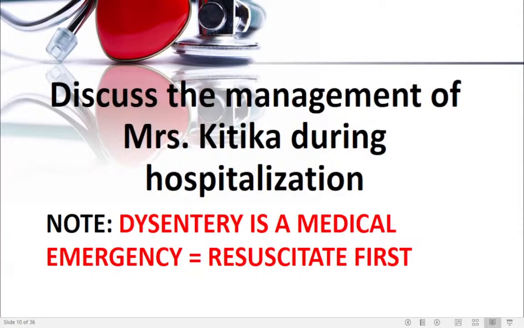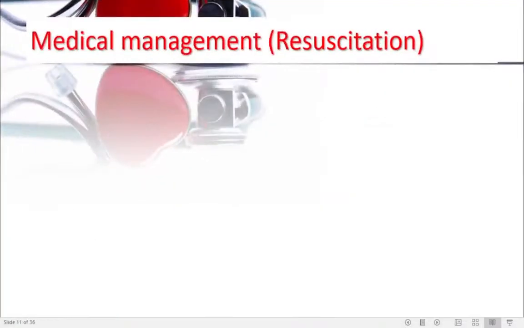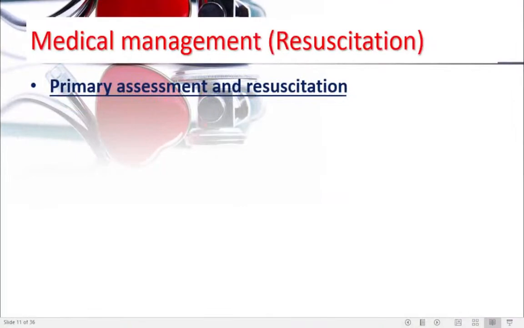Discuss the management of Mrs. Kitika during hospitalization. So take note, dysentery is a medical emergency, therefore we are going to resuscitate. And straight into that, medical resuscitation, primary assessment and resuscitation. So firstly, you have to let the markers know that you are resuscitating. Make them understand that this is an emergency. How? By writing primary assessment and resuscitation.